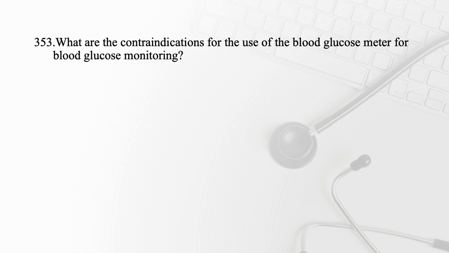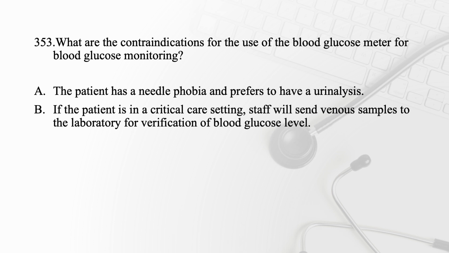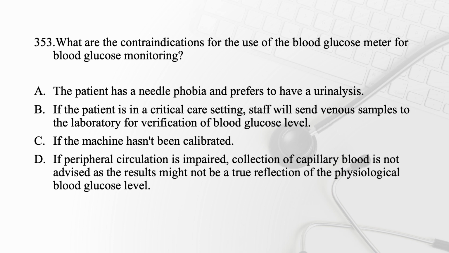Question number 353. What are the contraindications for the use of the blood glucose meter for blood glucose monitoring? Option A, the patient has a needle phobia and prefers to have a urinalysis. Option B, if the patient is in a critical care setting, staff will send venous samples to the laboratories for verification of blood glucose level. Option C, if the machine hasn't been calibrated. Option D, if peripheral circulation is impaired, collection of capillary blood is not advised as the results might not be a true reflection of the physiological blood glucose level.